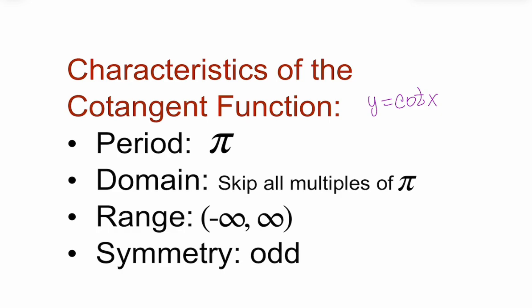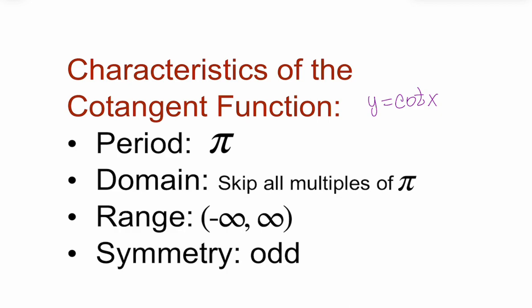The cotangent skips all of the full multiples of pi. So 1 pi, 2 pi, 3 pi, 4 pi, negative 1 pi, negative 2 pi, negative 3 pi, 0 pi. All of those things it's going to skip. Now we're talking about the parent function. Because those things stretch like a cubic, the range is all real numbers.